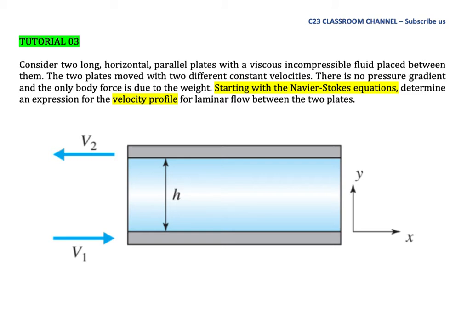Consider two long, horizontal, parallel plates with a viscous incompressible fluid placed between them. The two plates move with two different constant velocities. There is no pressure gradient and the only body force is due to the weight. Starting with the Navier-Stokes equation, determine an expression for the velocity profile for laminar flow between the two plates.